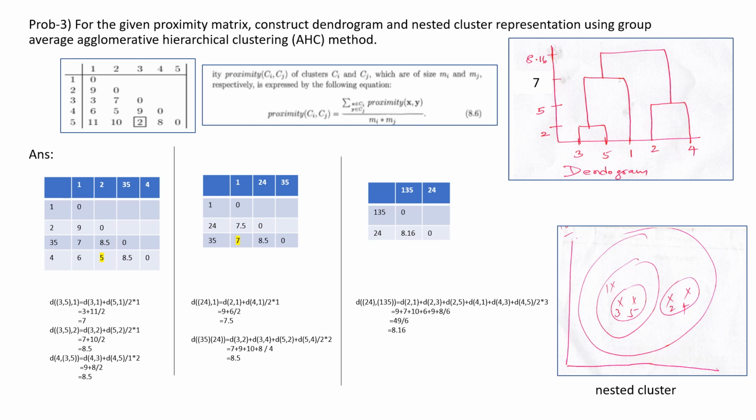Okay, I'll come to the last problem on agglomerative hierarchical clustering. They have asked you to use the group average method to cluster these 5 points and produce the clusters. For clustering using this method, this is the formula, where proximity is the distance between x and y, mi is the number of points in cluster Ci, and mj is the number of points in cluster Cj.